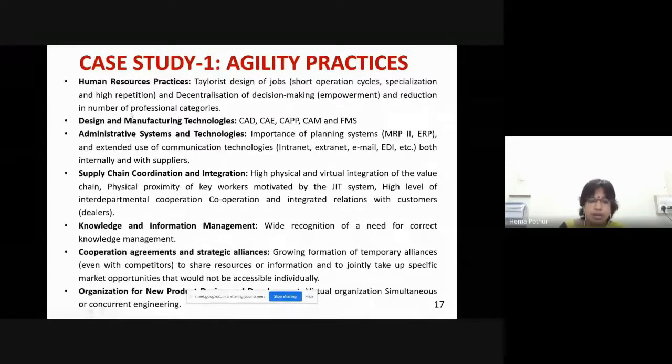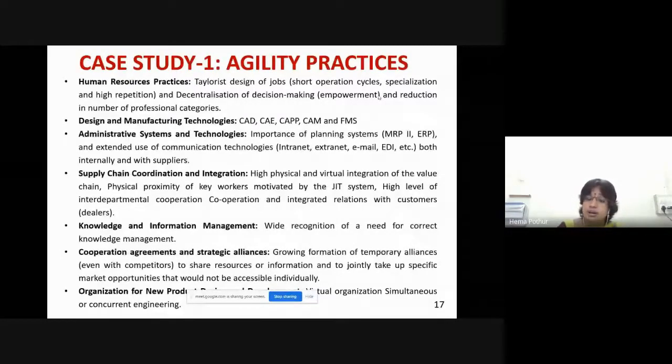Then they have made changes in the design and manufacturing technologies. They have incorporated CAD, CAE, CAP, CAM, and also the flexible manufacturing to incorporate this agile manufacturing. Because once we have entered into the flexible manufacturing, we can incorporate the agile practices. As and when there is a change in the production layout or the type, we can readily incorporate those systems into that particular paradigmatic shift. Then finally, the administrative system and the technologies what we have here is the importance of planning systems and MRP and ERP.